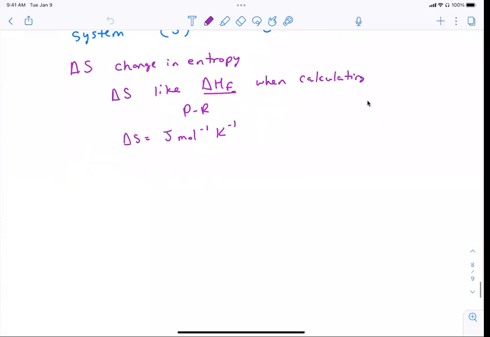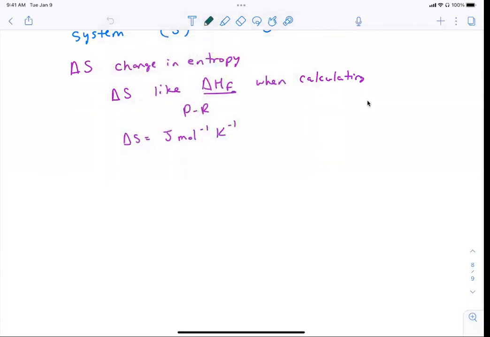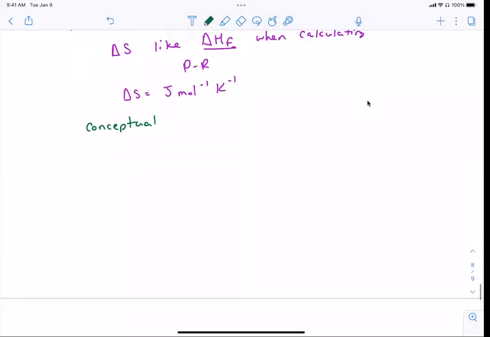Now, sometimes you might have to calculate, but a lot of times entropy is just about conceptual stuff. Like being able to predict whether it's positive or negative, not in actual value, but just saying, oh, in this scenario, it's positive, in this scenario, it's negative. For a positive delta S, which means you're increasing disorder, examples might be like this.